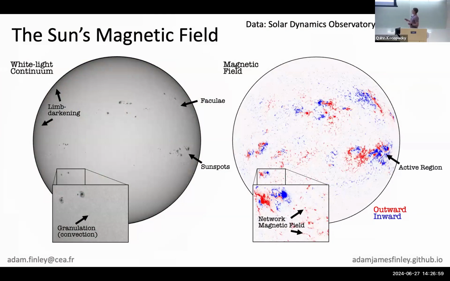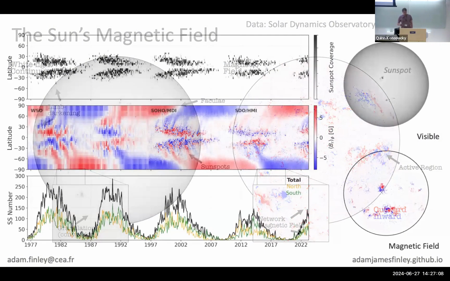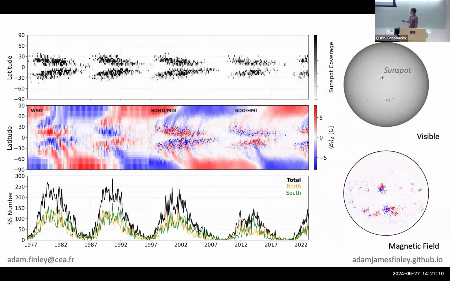So let's look at what kind of things we can observe at the surface. We can observe things in white light, so spots. We can observe the radial magnetic field. We can make butterfly diagrams that I don't think I really need to explain, but here's the last few solar cycles of butterfly diagram, where we see the average, longitudinally average magnetic field of the sun plotted versus latitude and time. We can see the sun's butterfly diagram and the polar fields reversing.